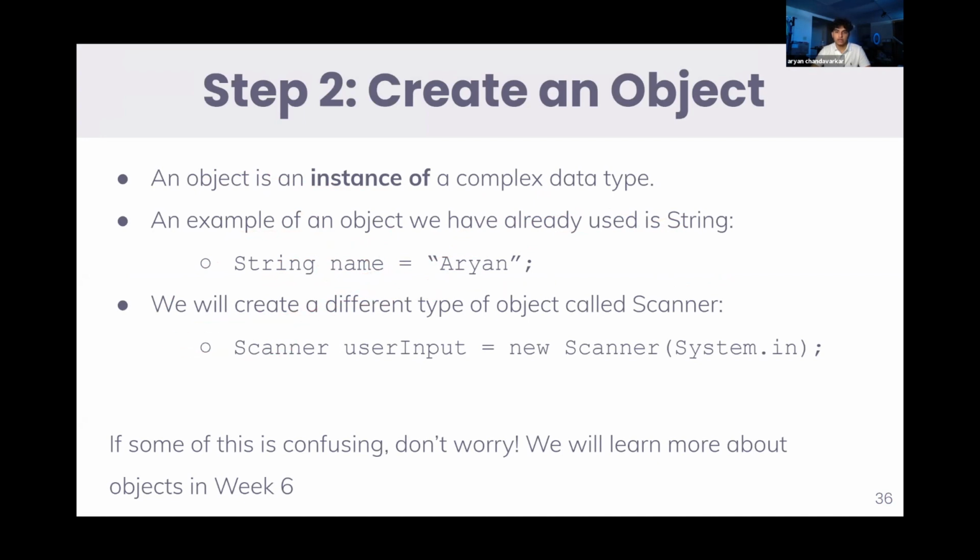And in this case, we're going to create a different type of object called scanner. So we type in Scanner userInput. We can name this whatever we want. And then we create new Scanner(System.in). The object here is the scanner userInput, and System.in just means that it's going to take in information from the user.